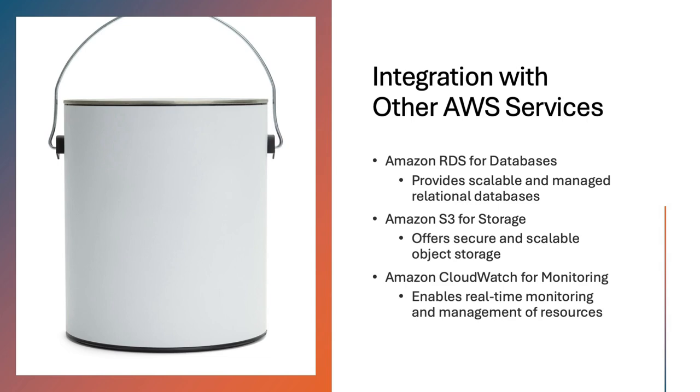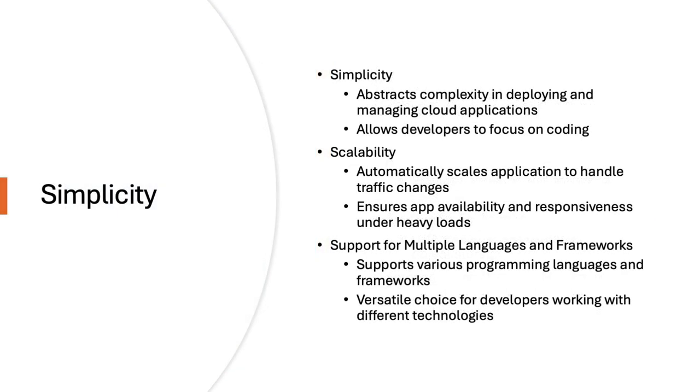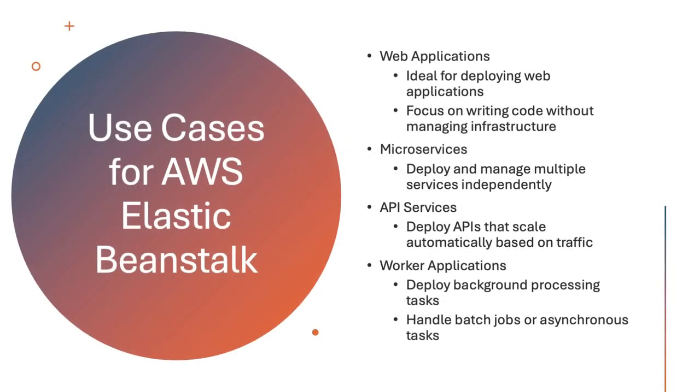Elastic Beanstalk integrates seamlessly with other AWS services like Amazon RDS for databases, Amazon S3 for storage, and Amazon CloudWatch for monitoring. Elastic Beanstalk simplifies cloud application deployment by abstracting complexity, allowing developers to focus on coding. It automatically scales applications to handle traffic changes, ensuring availability and responsiveness. Additionally, it supports multiple programming languages and frameworks, making it a versatile choice for developers. Elastic Beanstalk is versatile for various applications, including web apps, microservices, APIs, and worker applications. It simplifies deployment and management, allowing developers to focus on coding.